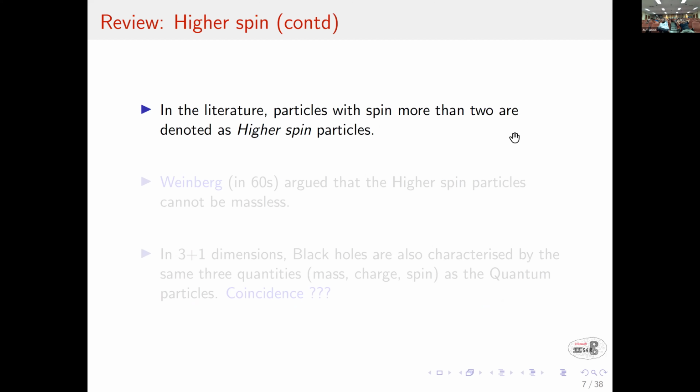In the literature, particles with spin more than 2 are usually denoted as high spin particles. And Weinberg, in the 1960s, argued that there cannot be any interacting theory of high spin particles which are massless. So whenever I talk about high spin, I necessarily mean massive, because there is no interacting theory for massless. Can you give us a one-minute review of this?